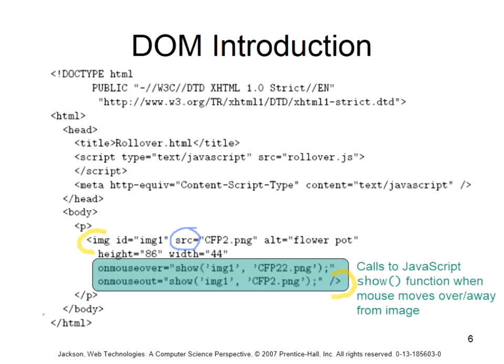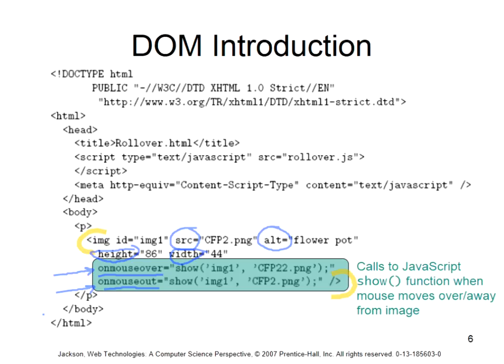So this is src, alt, width. Also here, sorry, we also use onmouseover and onmouseout, like src, alt, width, etc. In the same img tag we use onmouseover and onmouseout. Okay, so in onmouseout and onmouseover we make calls to the JavaScript show function.